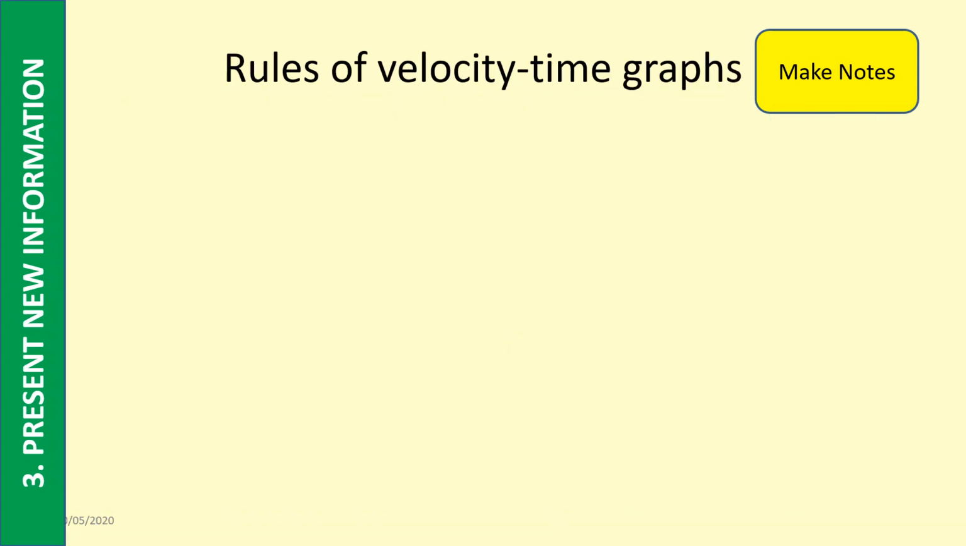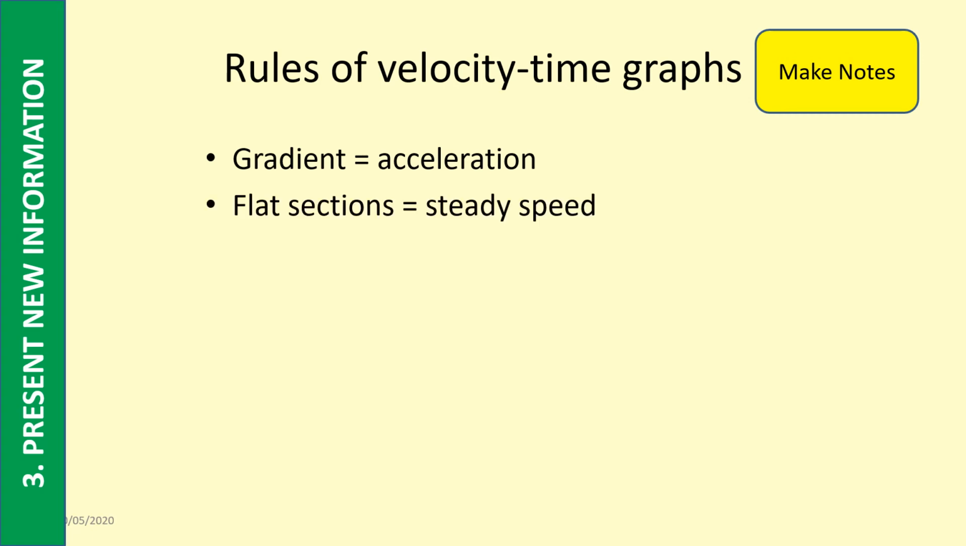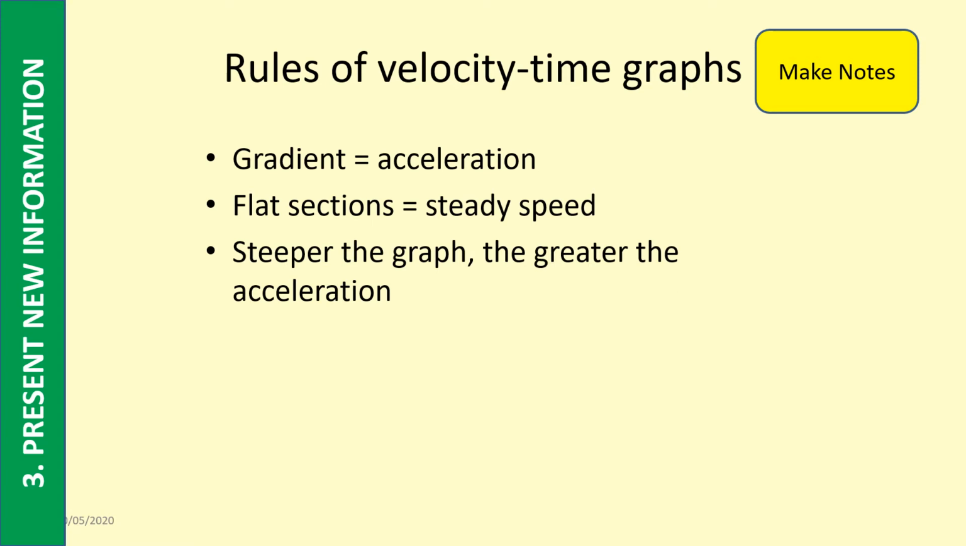This is the key information from our graph. The gradient tells us the acceleration. The flat sections tell us that it's moving at a steady speed or steady velocity. The steeper the graph is, the greater the acceleration is. An uphill slope tells you its acceleration, in that the speed is increasing.